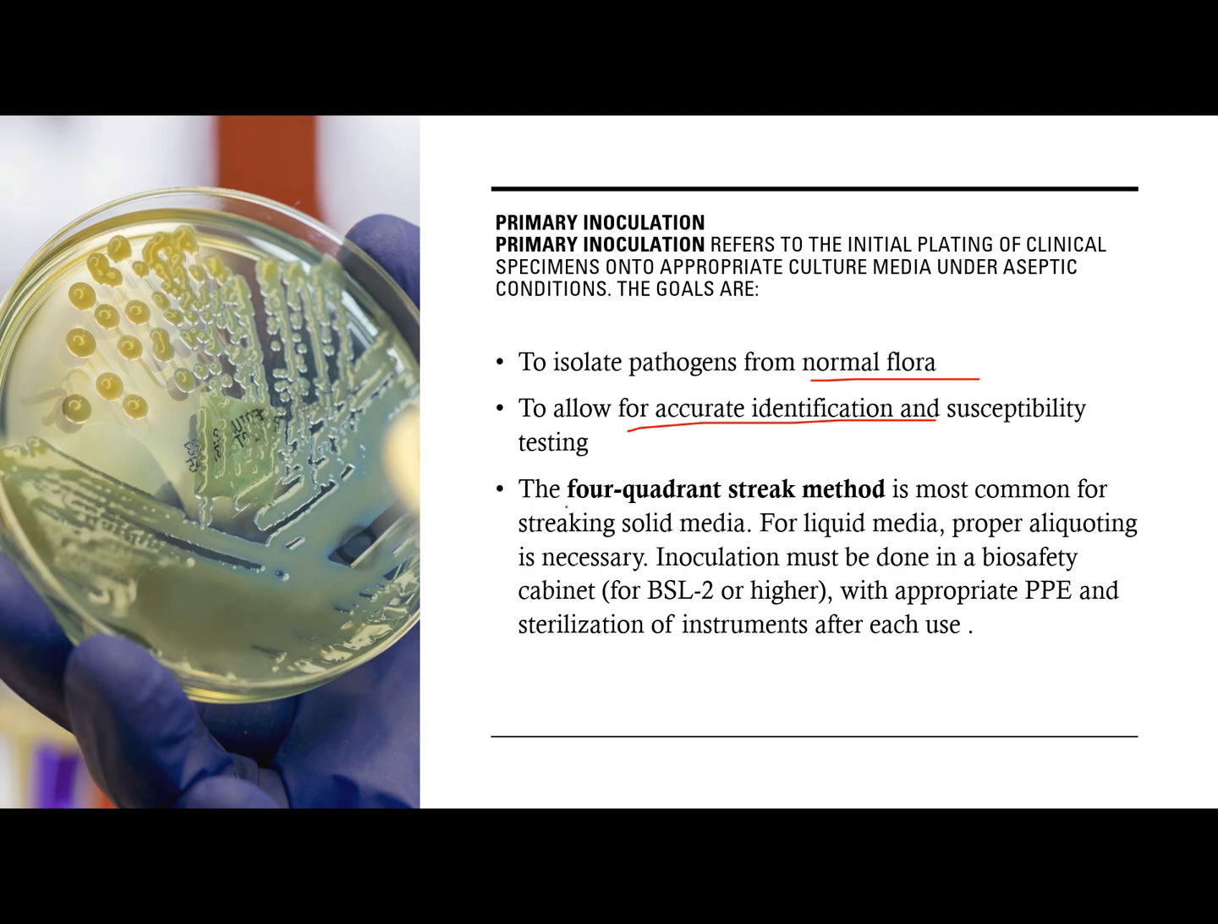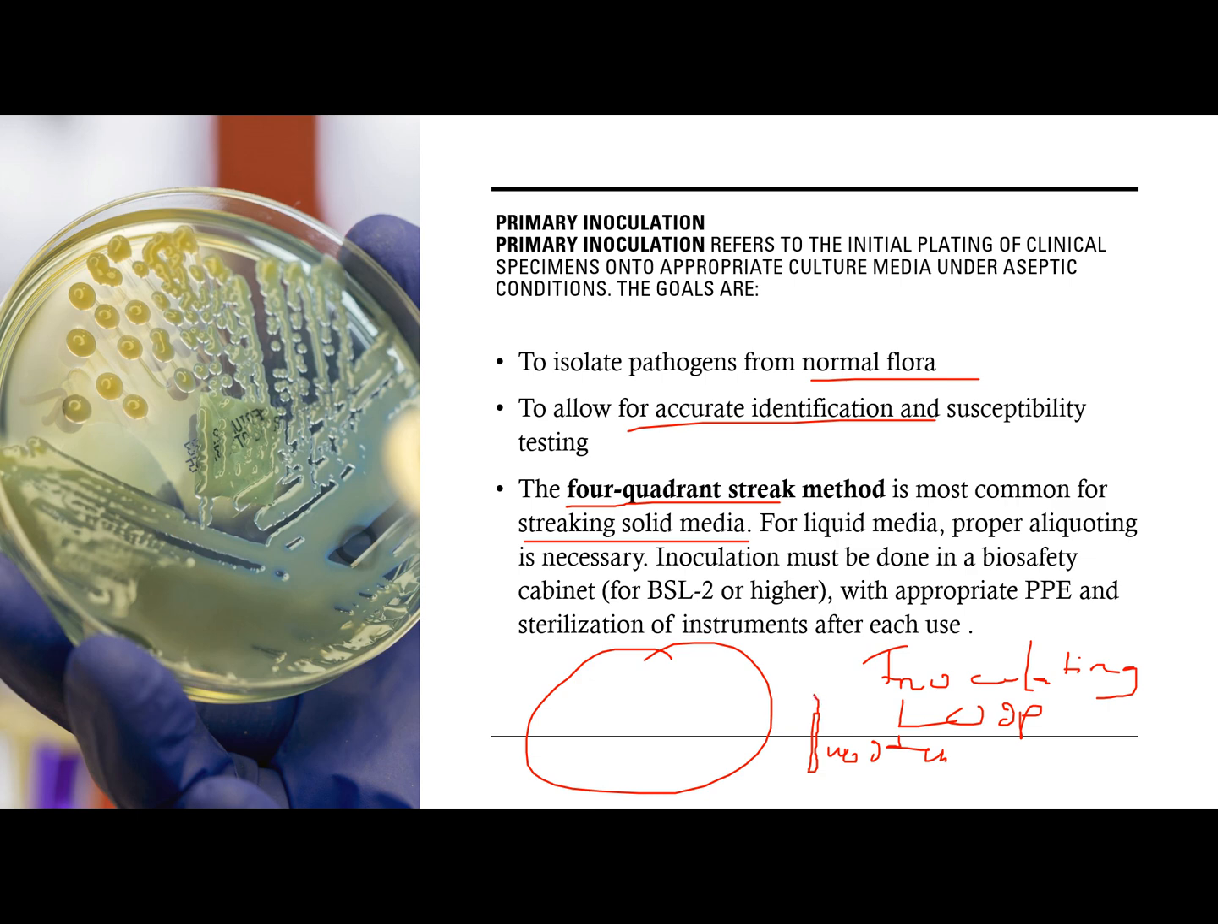Now, there is a method known as your four-quadrant streak method. This is the most common for streaking solid media. So, kung ito yung plate nyo, using an inoculating loop. Ang itsura ng inoculating loop nyo, your inoculating loop looks like this. This is a wooden handle. Then there's a metal here, then a circular loop.